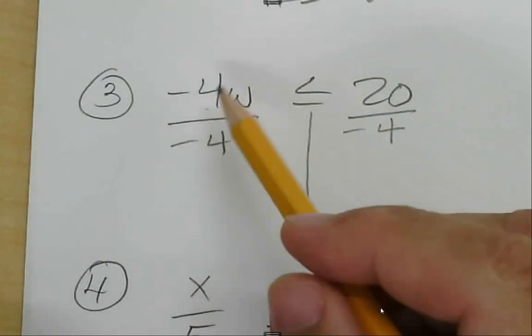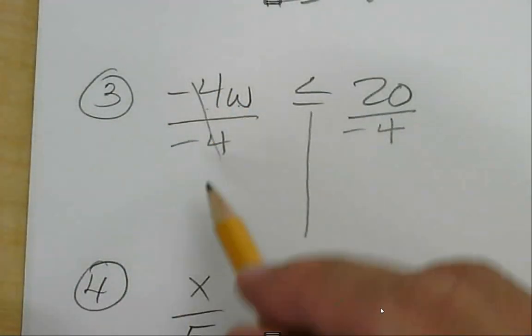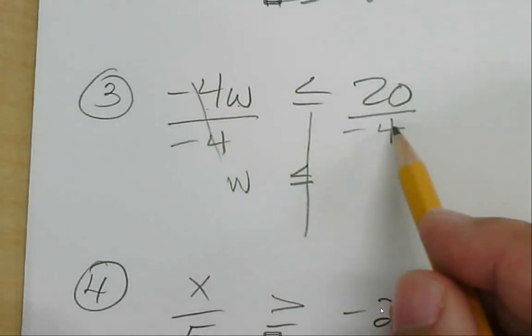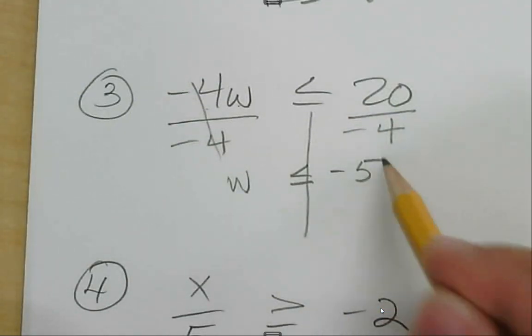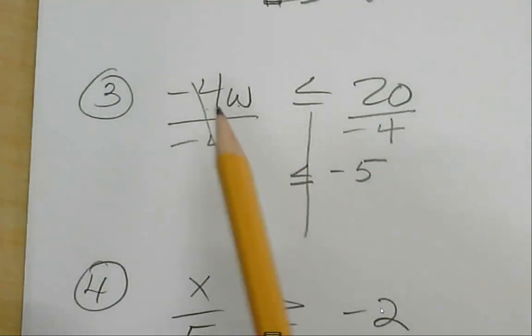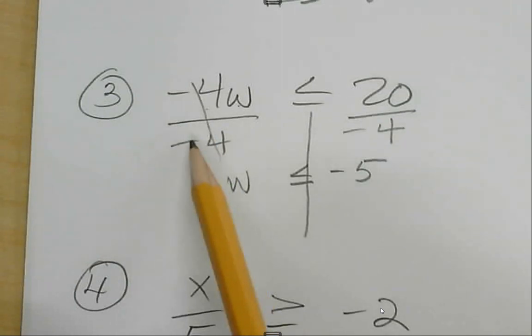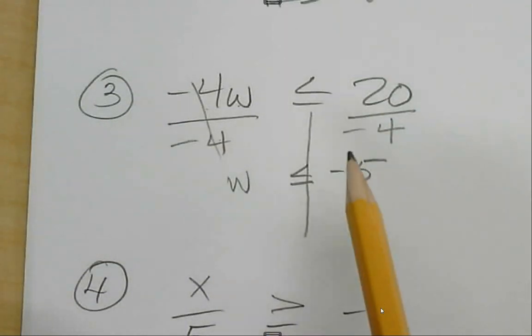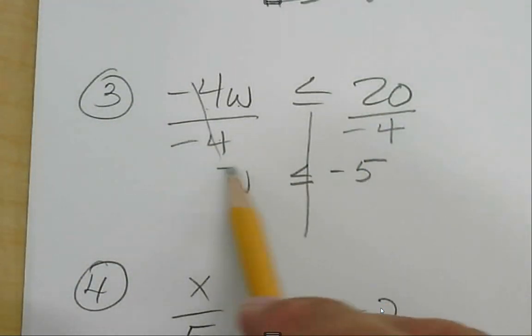So here we go. 4 divided by 4, that just goes away. So we end up with w is less than or equal to 20 divided by negative 4 would be negative 5, right? Well, before you say yes, think about the fact that in this case, we did divide by a negative. We divided the negative 4 by a negative 4. And so because I divided, I have to reverse my sign. So this one's not correct.